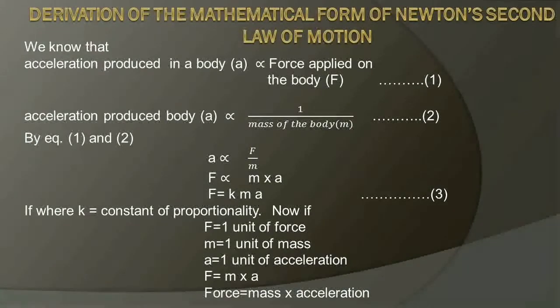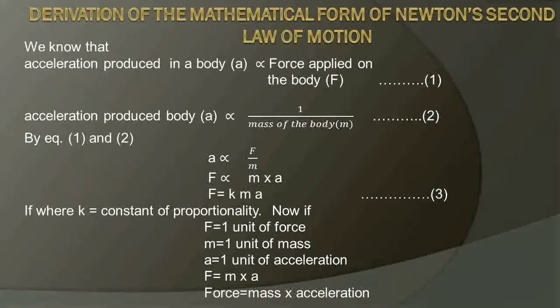So by removing the sign of proportionality, we have to put a constant, and we'll take this constant as k. So the next step will be F is equal to k m A, where F is the force, m is the mass, A is the acceleration and k is the constant.